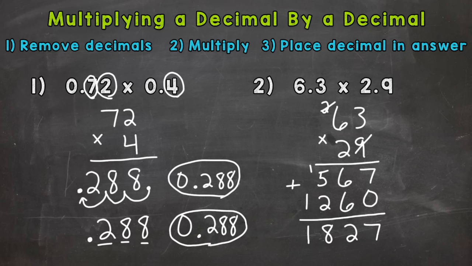Take a look at the original problem, and we have 1, 2 digits behind or to the right of a decimal. That means our answer needs to have the same thing, 2 digits behind the decimal. So we have 1, 2, and we can place our decimal here. So our final answer is 18 27 hundredths.